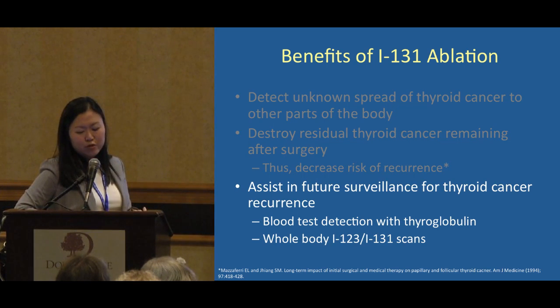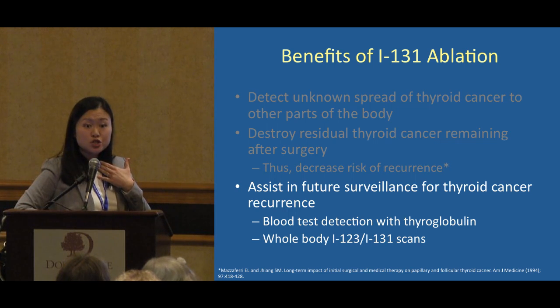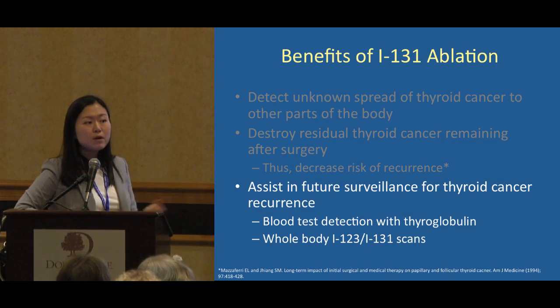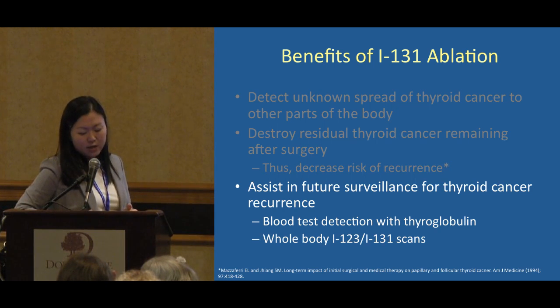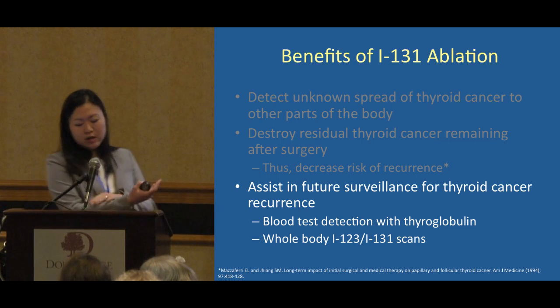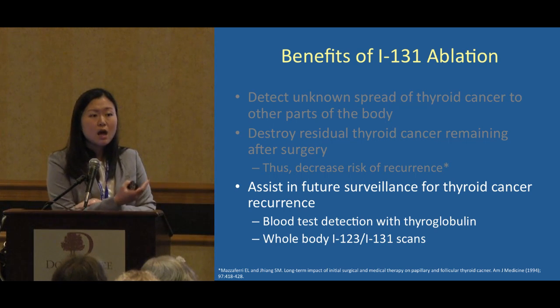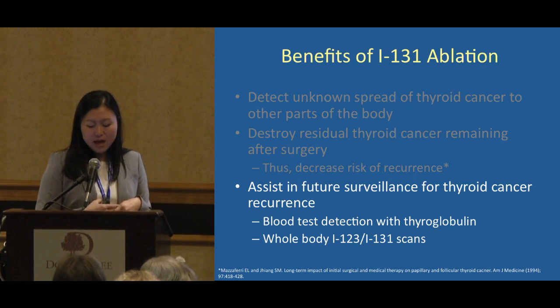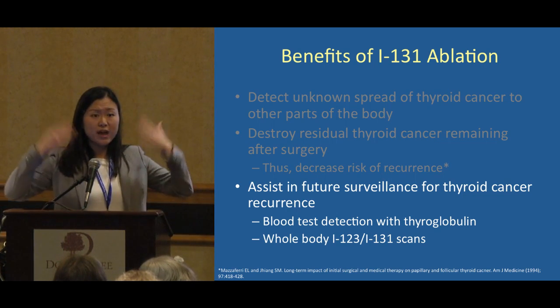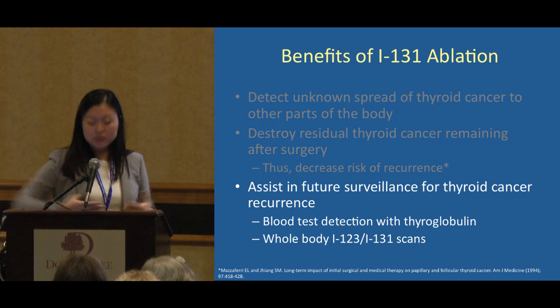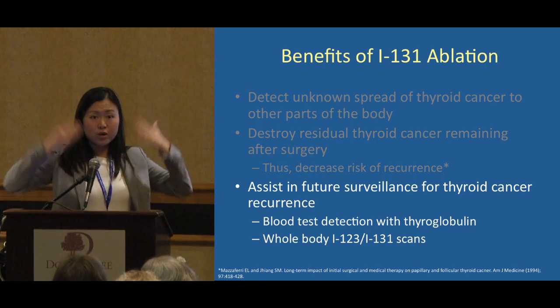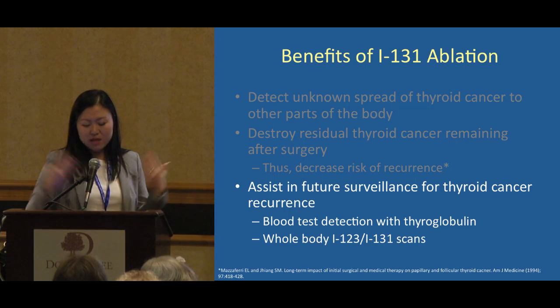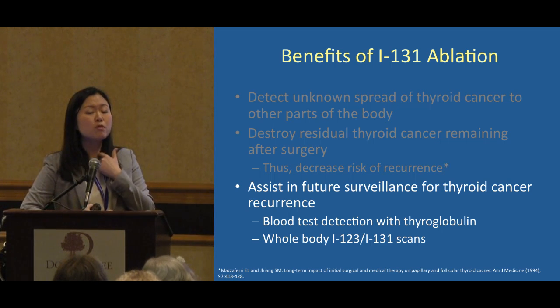Now, what's the other benefit of I-131 ablation? Well, the goal is that by getting rid of any residual thyroid tissue, it's going to help with surveillance for future thyroid cancer recurrence. And you can do blood tests to detect if there's any rise in thyroglobulin levels, which would be an indicator that maybe the thyroid cancer has come back. Also, you can survey for any recurrent thyroid cancer by doing whole body I-123 or I-131 scans. And that also helps when you get rid of any of the normal thyroid tissue.